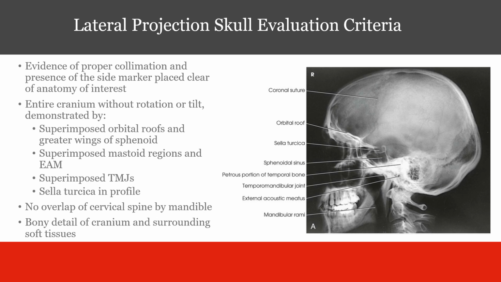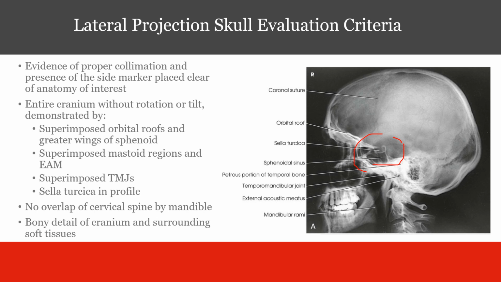For the evaluation criteria, we're going to see evidence of proper collimation. We want to see the entire cranium without rotation or tilt, where we can see superimposed orbital roofs and the greater wings of the sphenoid, the superimposed mastoid regions and the EAM. We should also see superimposed TMJs, and the sella turcica should always be in profile on a lateral projection of the head for headwork.